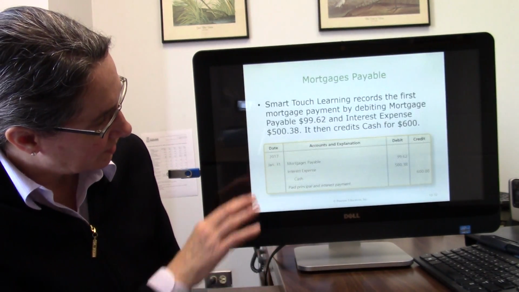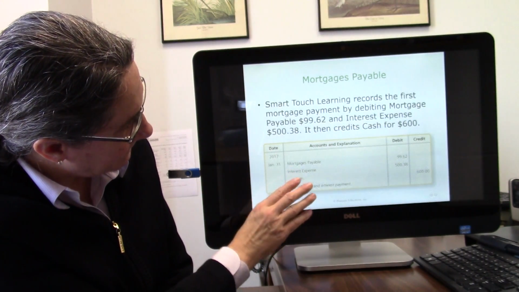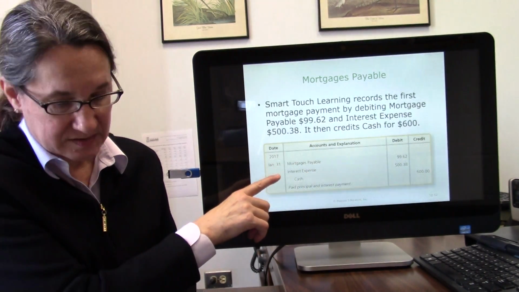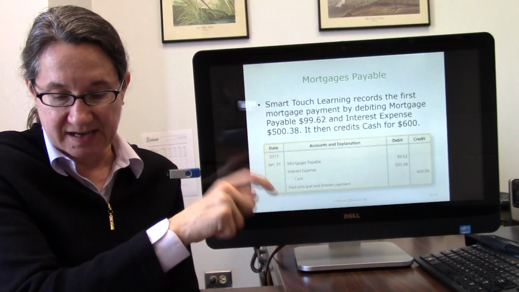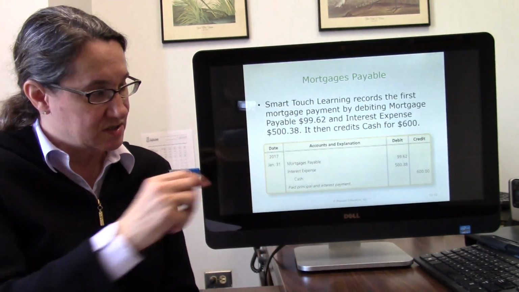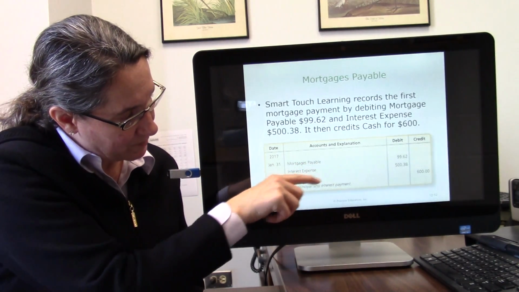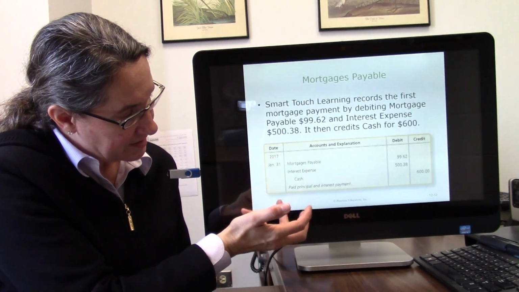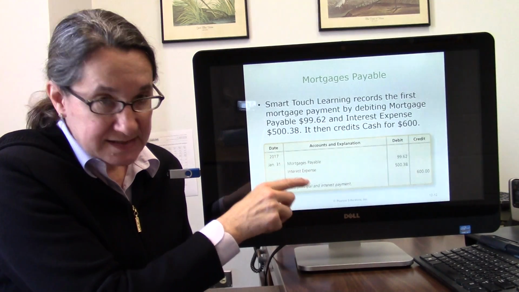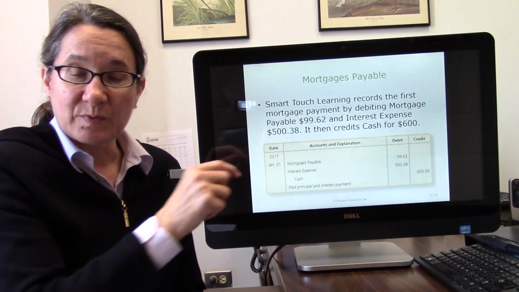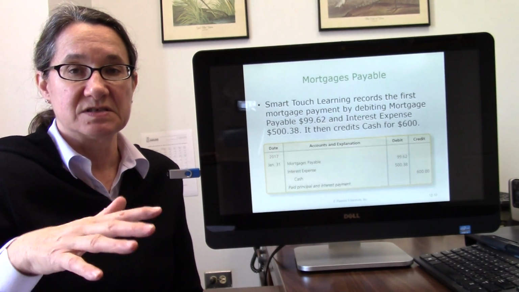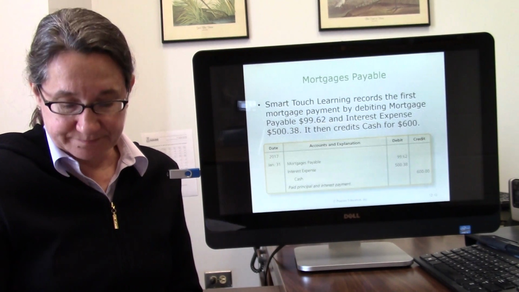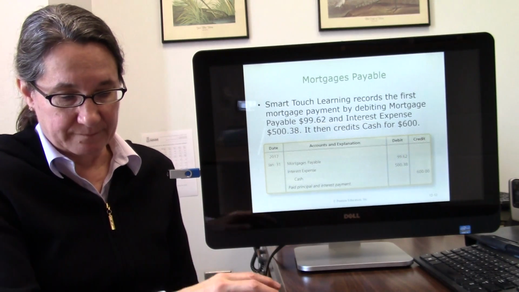All right, so there you go. We're making a payment, right? So it's mortgage payable and interest expense and of course cash. You pay with cash. So every payment will look like this, but the amount will change a little bit because every mortgage payment will pay a little less interest and a little more to principal because every payment reduces the principal. As the principal reduces, the interest reduces.